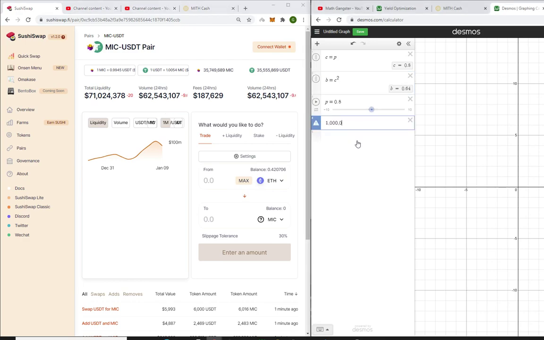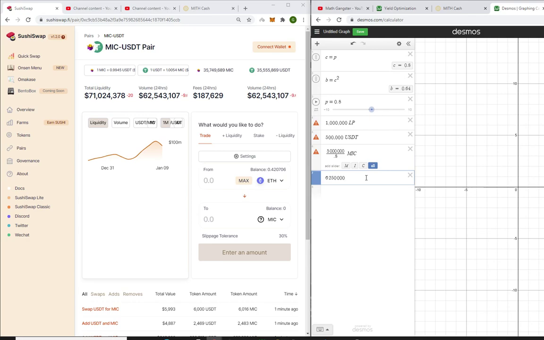Let's say that I'm a farmer with $1 million in LP. This represents 500k USDT, and it represents 500,000 divided by 0.8 in Mithril Cash. So I have this much Mithril Cash. Now the play, the first thing you do is you unstake and remove liquidity. Now you'll get back USDT and you'll get back Mithril Cash.